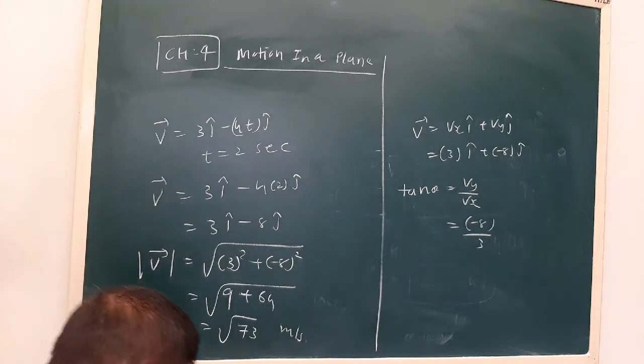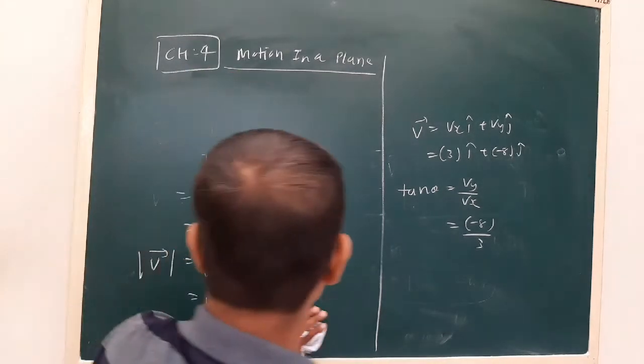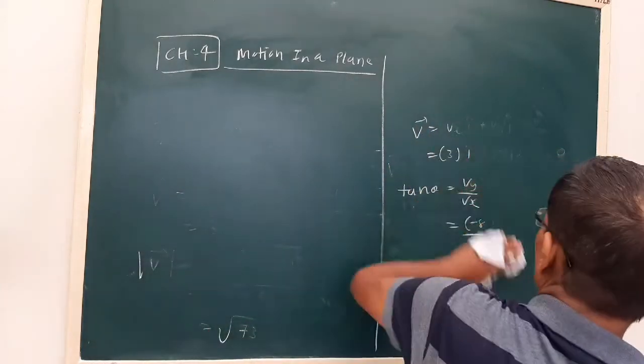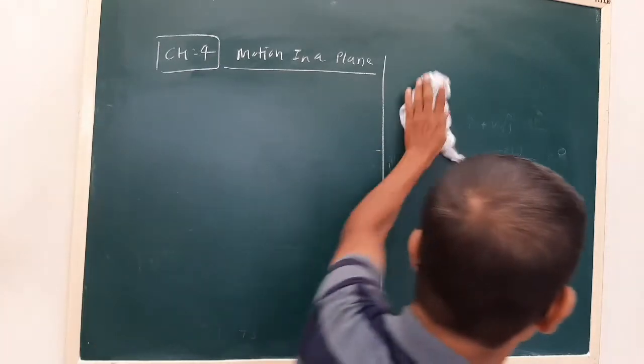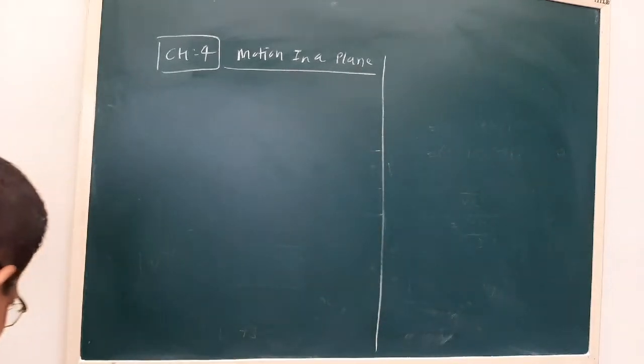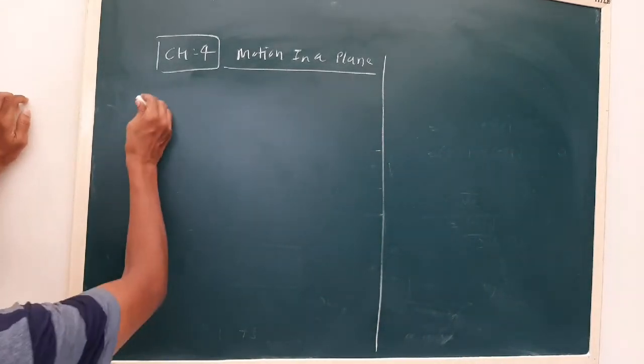Now next is exercise sum number 4.21. That is very important, it can be asked in a 4-mark question. That is also related to motion in 2 dimensions. Now see the question.